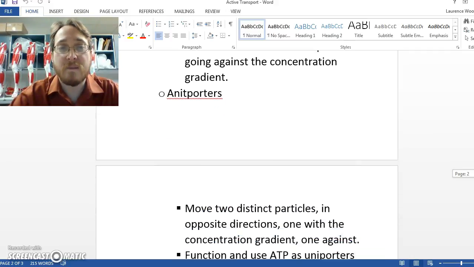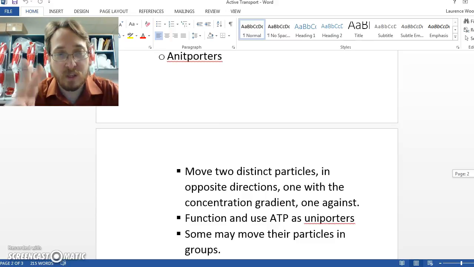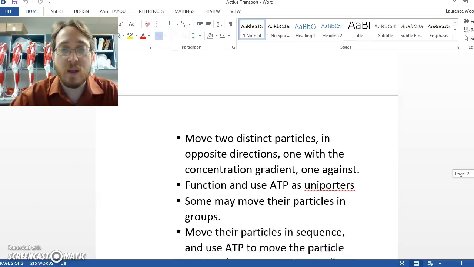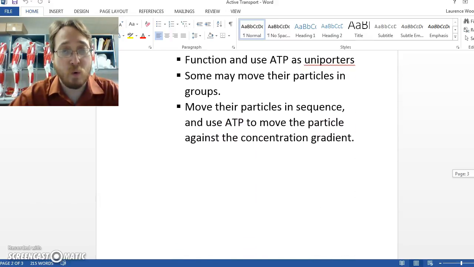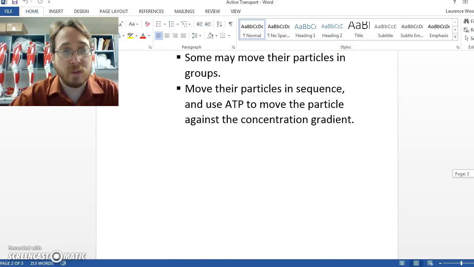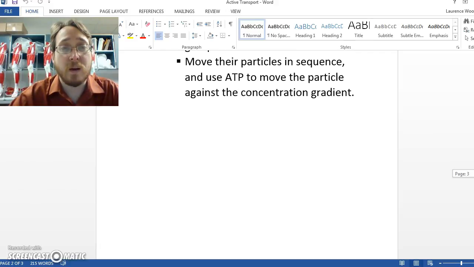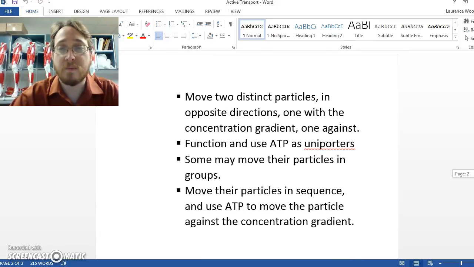Finally, antiporters move two distinct particles in opposite directions, one with the concentration gradient and one against. They function and use ATP as uniporters do, and some may move their particles in groups, but they generally move their particles in sequence and use ATP to move the particle that is moving against the concentration gradient.